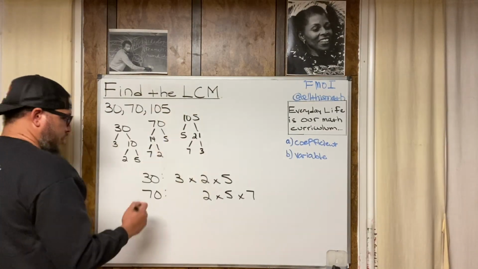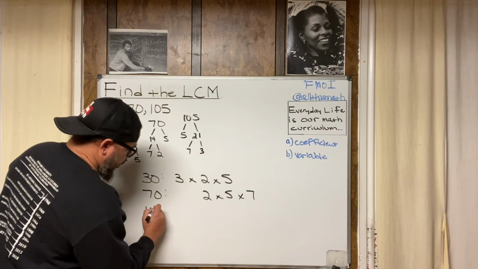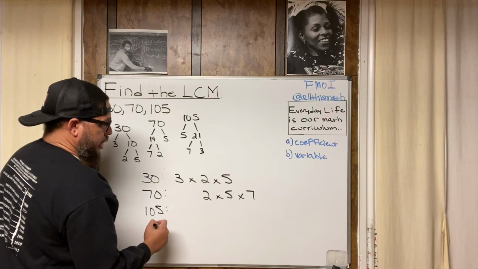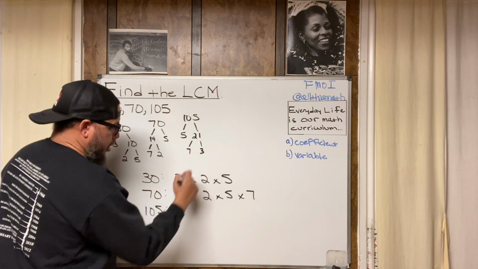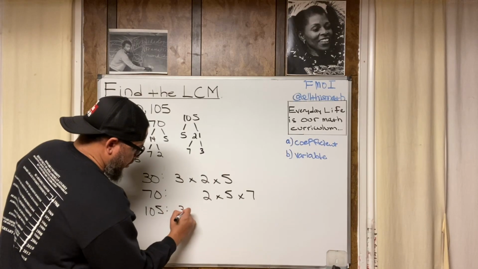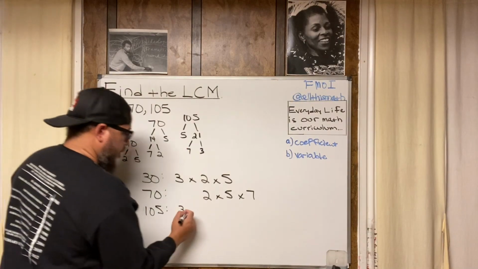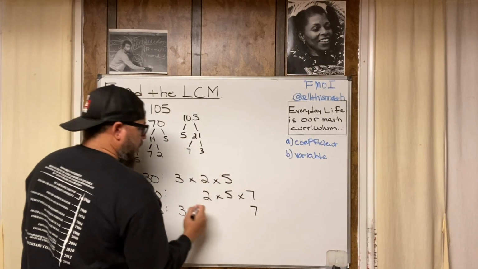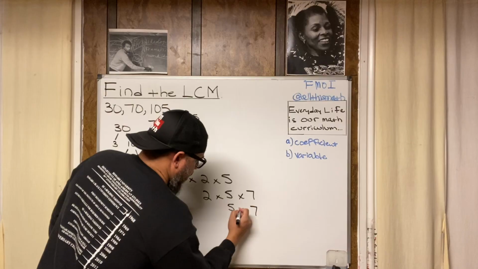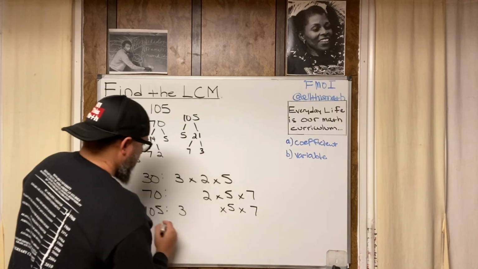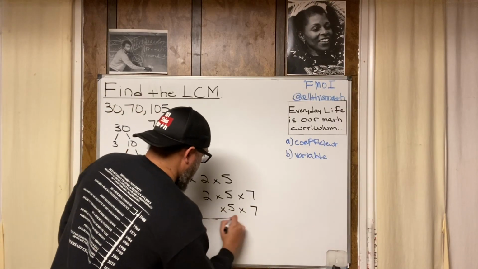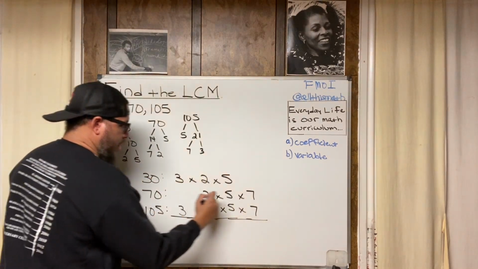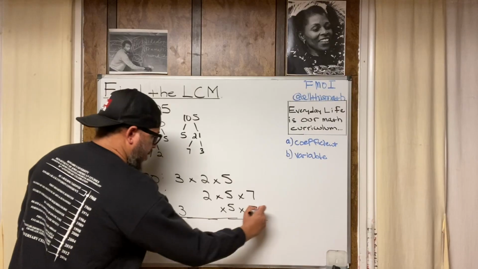All right, and then we go to the 105. We're going to do the prime factorization of 105. So I got 5 times 7 times 3. The 3 is going to go underneath of this 3, and then the 7 is going to go underneath of that 7, and then the 5 is going to go underneath of that 5. And then I draw a line like this. And I got my 30 prime factorization, 70 prime factorization, 105 prime factorization.